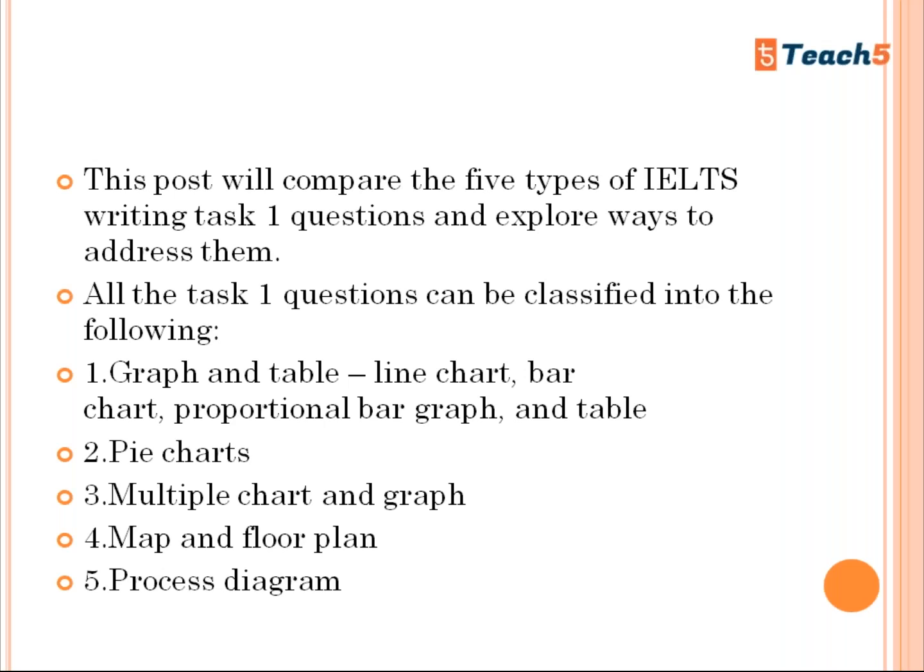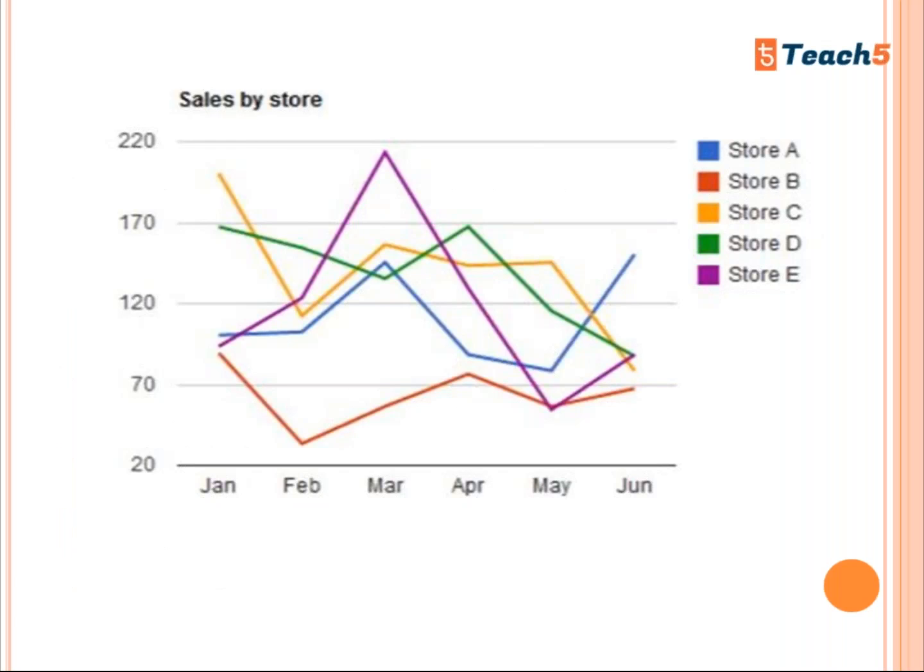So let's have a look at what the images are. This is sales by store. You have the line graph here, and different stores have been given, store A, B, C, D, E, and then the sales by store according to the month. They are also represented with different colors that have been given in the graph, right?